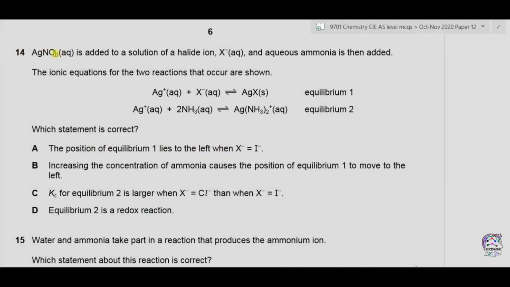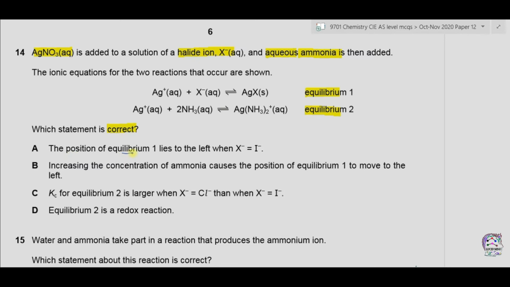Question 14. Silver nitrate aqueous is added to a solution of a halide ion X negative and then aqueous ammonia is added. The ionic equations for the two reactions that occur are shown. This is the first equilibrium reaction and this is the second equilibrium reaction. Which statement is correct? A.